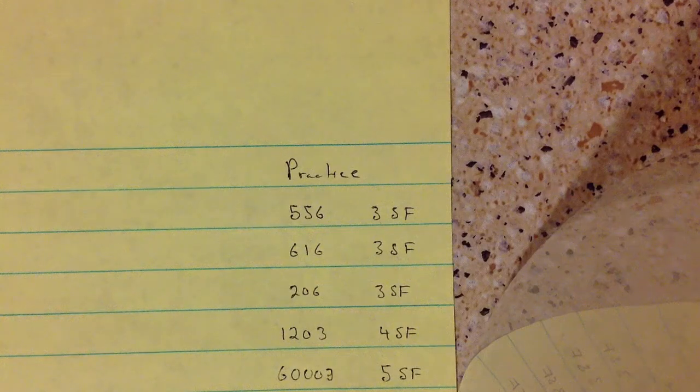I'm just going to do a bunch of practice problems for sig figs because that's honestly the best way to learn. So 556. It's 3 sig figs because all three numbers are not 0. And then 616. Once again, 3 sig figs because all the numbers are not 0.